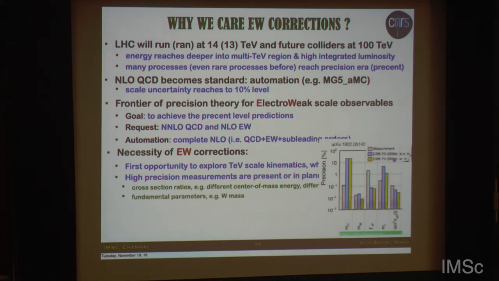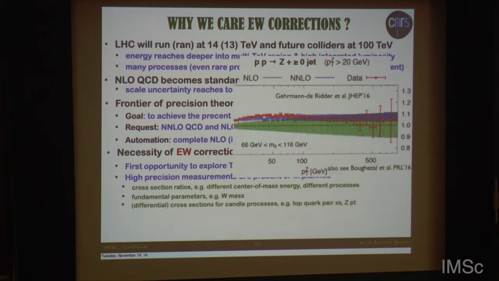And also some fundamental Standard Model parameters, like the W mass, okay? You see that the precision is mainly, for some, at the 1% level. For example, the mass is around 1%, even below that. And also some differential cross sections for candle processes like top quark pair or ZPT. Like in this ZPT distribution, you see that it seems next-to-leading order is not sufficient to describe the data. You have some structures that deviate from the next-to-leading order, okay? So in this case we need next-to-next-to-leading order in principle. And the data are extremely precise, even more precise than the next-to-leading order calculation at the moment.